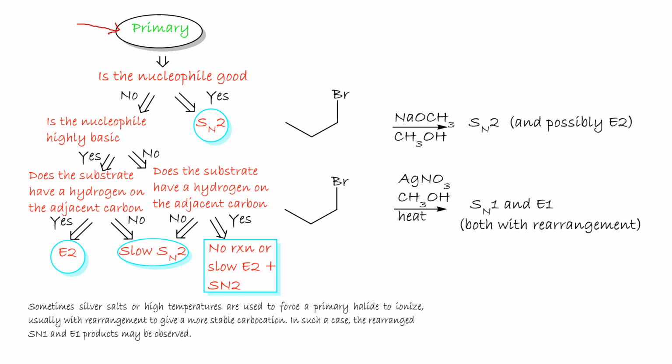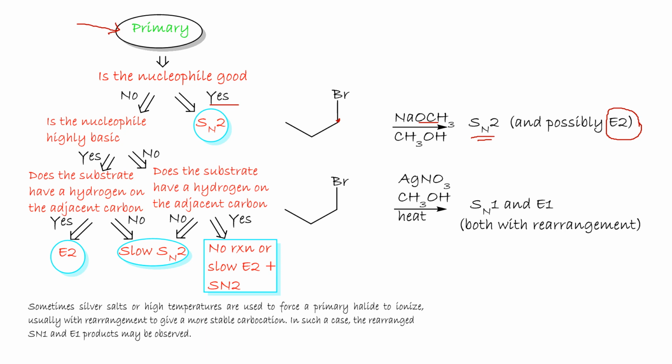Primary. Here is primary. Is the nucleophile good? Yes, the first example, sodium methoxide. So we have SN2. And as we mentioned, SN2 is usually accompanied with E2 as a minor product.